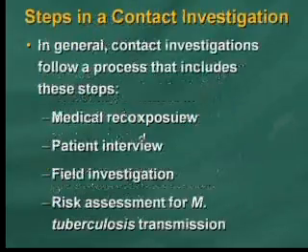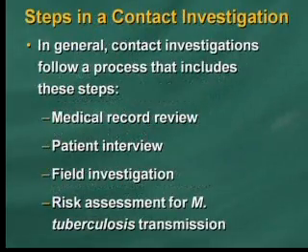Steps in the contact investigation. In general, contact investigations follow a process that includes the medical review. So this is what most investigators have to contend with. Yes, we get that report that there's someone in the hospital suspected of having TB, or paperwork comes in that this person has been confirmed by laboratory bacteriology to have active TB. So what does an investigator actually do now? Step up and say, okay, what are my normal procedures?